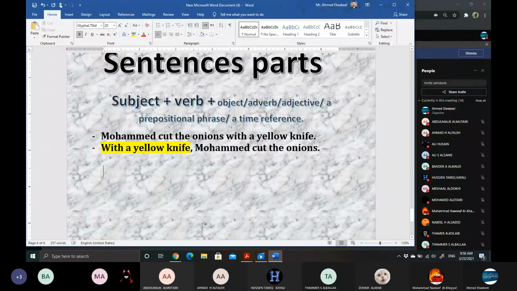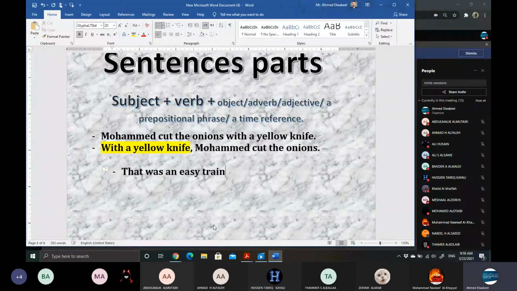Hussein? Give me an example containing an adverb. You can say, fortunately, dogs are easy to train. What was that? Fortunately, dogs are easy to train. The last word, I can't hear it. Train. Yes.